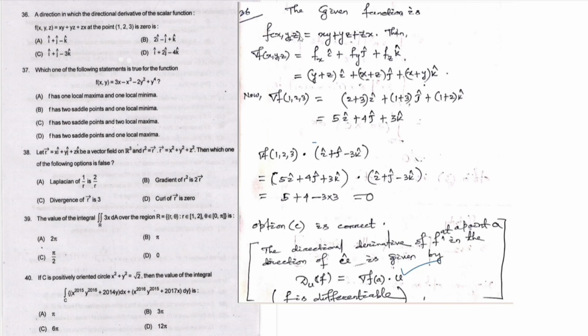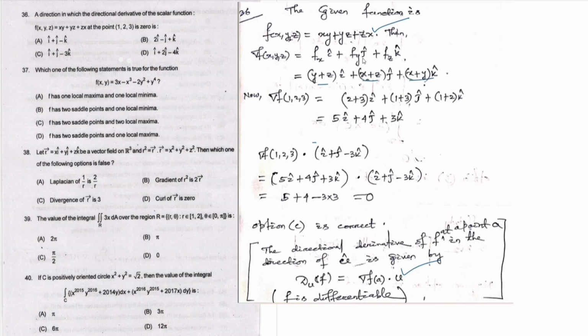In this question we have f(x, y, z) is xy plus yz plus zx. Then the gradient of this function is defined by fx i cap plus fy j cap plus fz k cap. Basically the components of the gradient vector are the first order partial derivatives of f with respect to x, y and z. So to find the gradient we have to calculate the first order partial derivative of f with respect to x, which is y plus z. Similarly fy is x plus z, fz is x plus y.